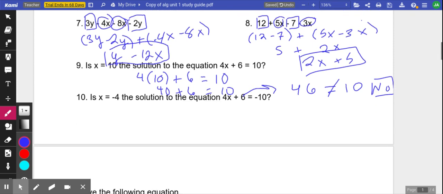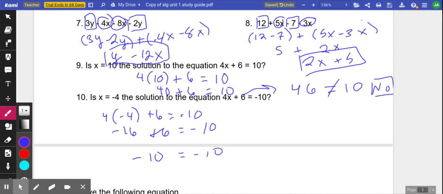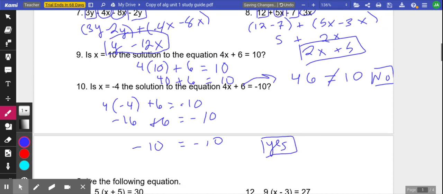All right, so next one is x equals negative 4, the solution to the equation 4x plus 6 equals negative 10? Well, let's check. We'll do the same thing. We're going to substitute negative 4 in for x here. Okay, so then 4 times negative 4 is negative 16 plus 6 equals negative 10. This looks a little more promising now. So negative 16 plus 6 is negative 10. Equals negative 10. That is true. So that means the answer is yes. That is the solution to the equation.